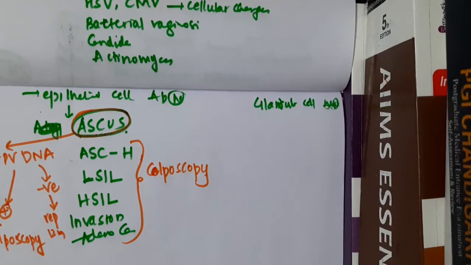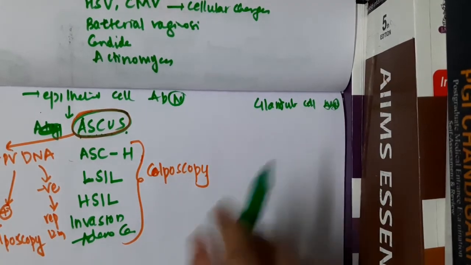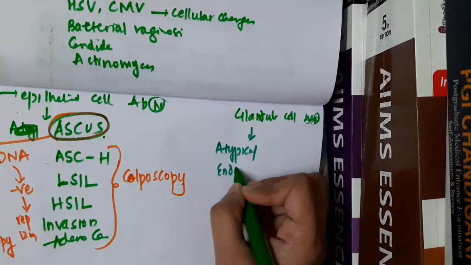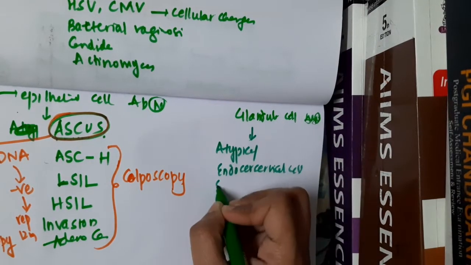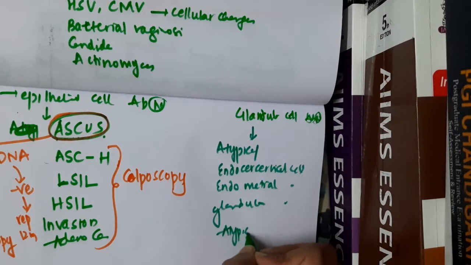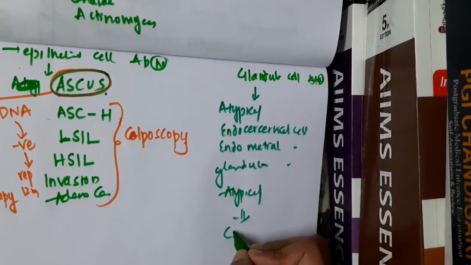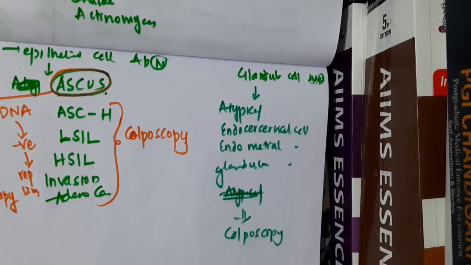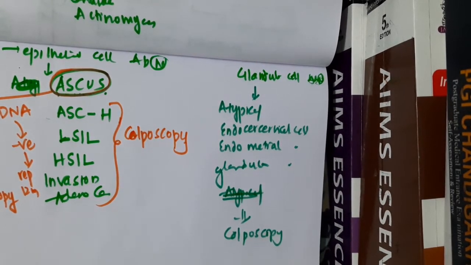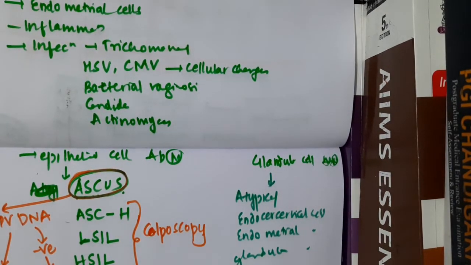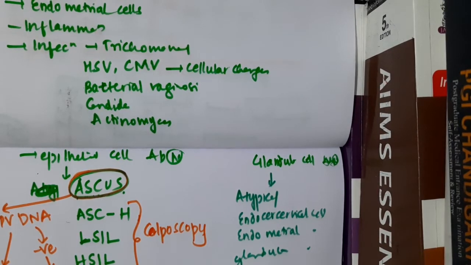Next, we also see the presence of glandular cell abnormalities. In glandular cell abnormalities, we have atypical cells, endocervical cells, endometrial cells, glandular cells. In all these cases, colposcopy should be done. So for glandular cell abnormalities, you will have to do colposcopy. So these are the different interpretations which you see through the pap smear and how you will go to the next step.